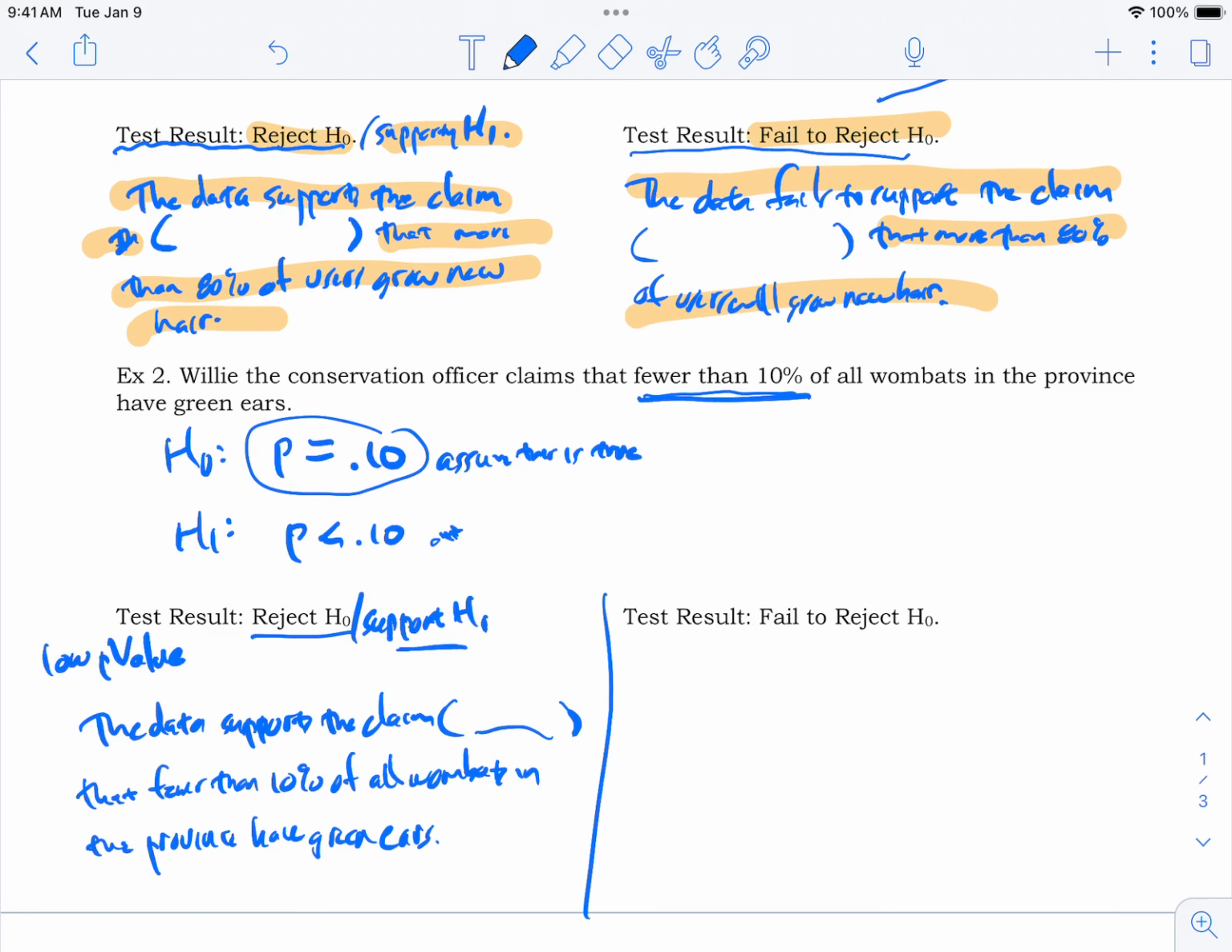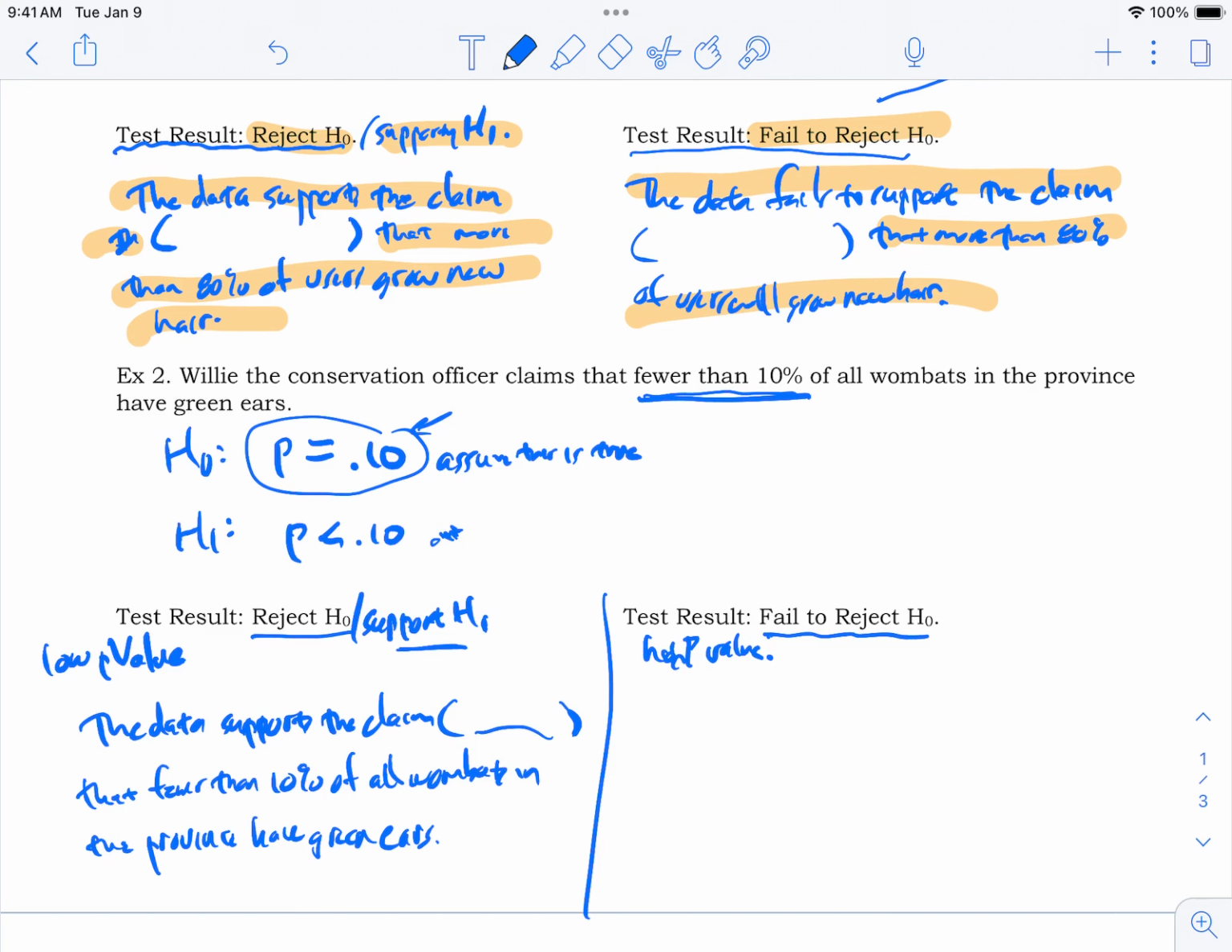Now if we get a high p-value, and what does a high p-value mean? It means, look, if we're assuming that it's 10% and then we get maybe 10 or 11%, well, that's kind of what you would expect. It would happen with a high probability, so it would be a high p-value. And if it's a high p-value, then that means our assumption seems to be okay. We're not going to reject H0. We're not going to reject it.